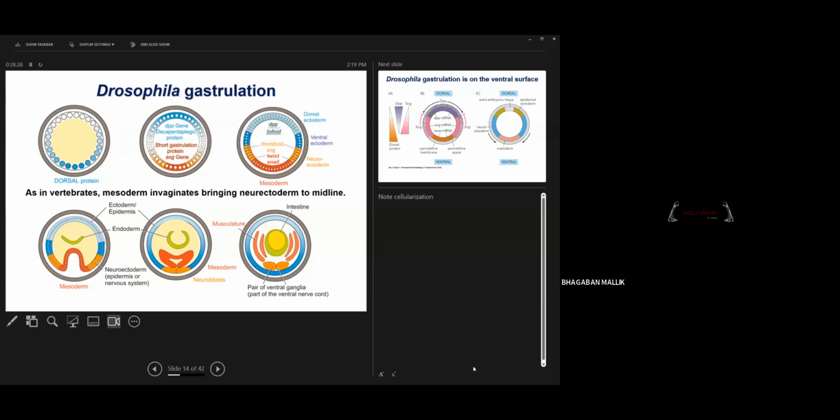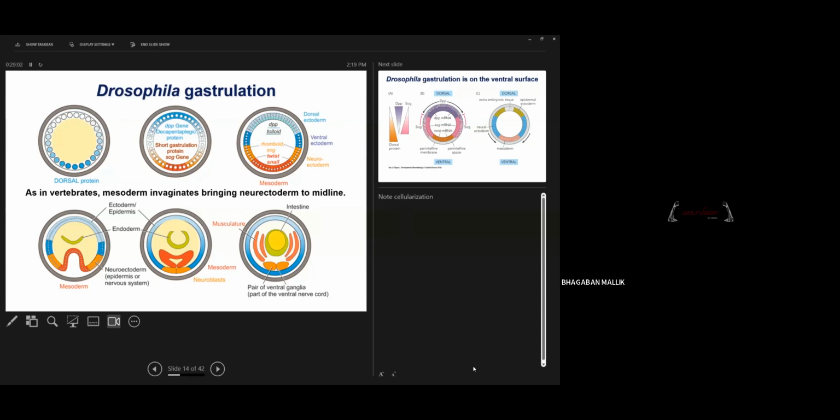The mesoderm invaginates inside at the junction of the neuroectoderm, which forms the nervous system. Now you have three distinct layers, like the frog, where I talked about ectoderm, endoderm, and mesoderm. Because of invagination, you have the formation of three distinct layers: on the outer side the ectoderm, in the middle the mesoderm, and then the endoderm.